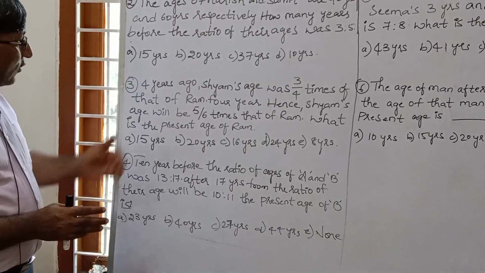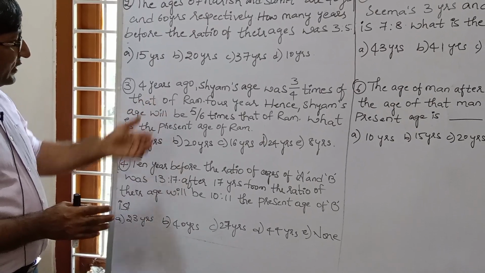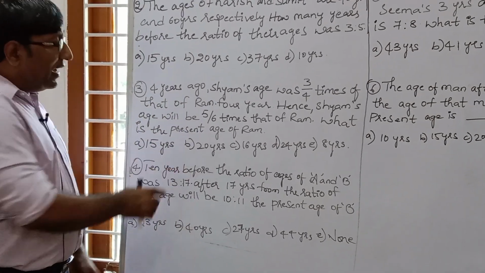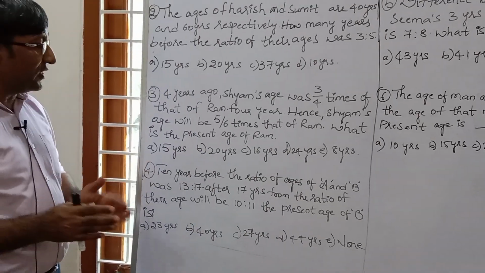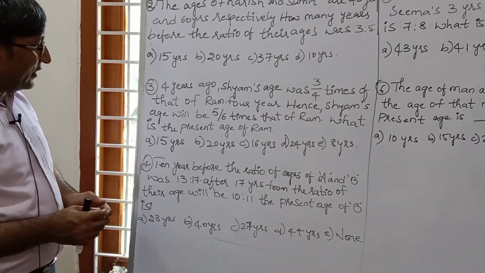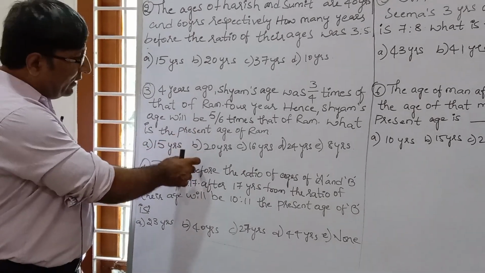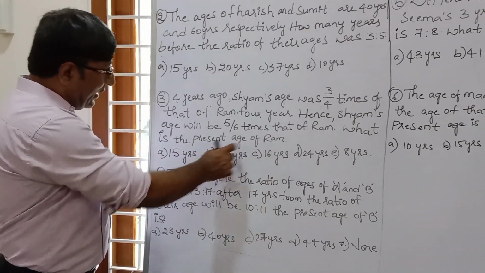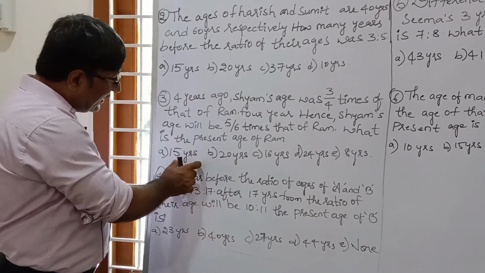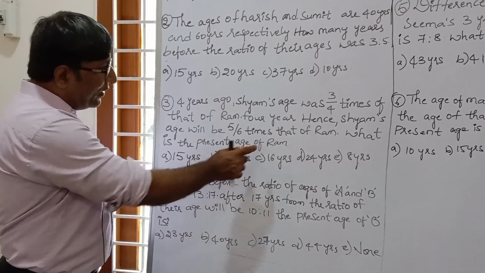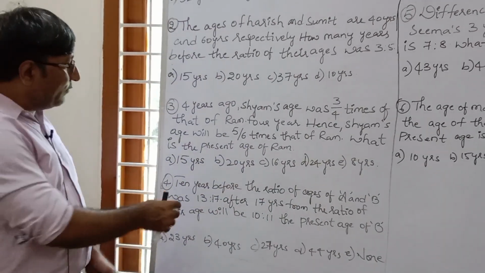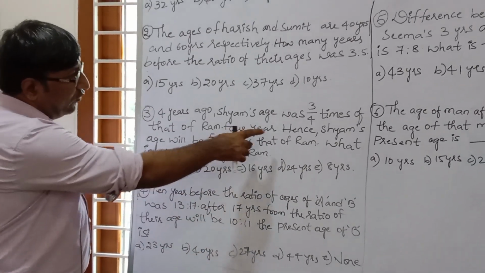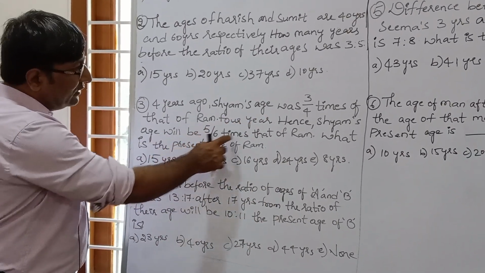Again we have to solve this question by the two methods, that is, first the option method, and second the basic method. I have already explained how we can solve this question by the option method. Option method means we take the correct answer in the options as the present age of Ram. With the help of Ram's age, you can check that after 4 years, Syam's age is 5 by 6 of that of Ram.